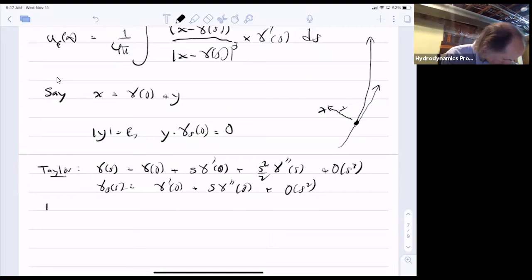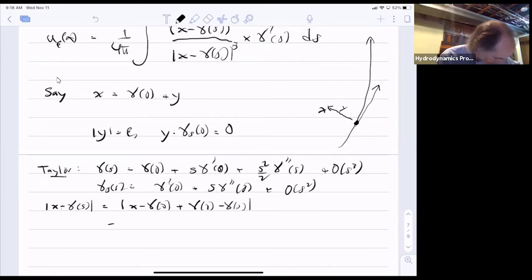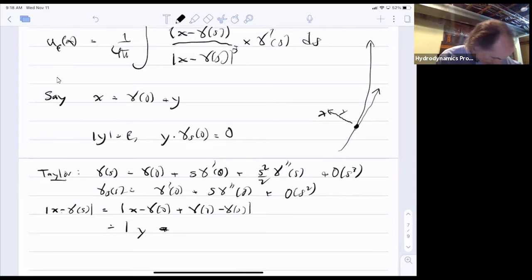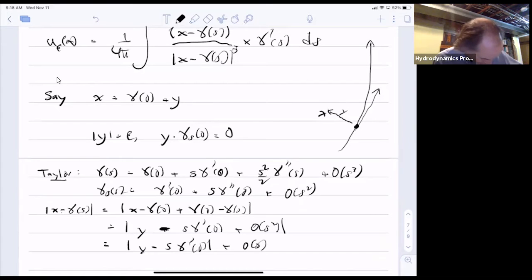So x minus gamma of s is x minus gamma of 0 plus gamma of 0 minus gamma of s. We call this vector y, and then we'll just do an expansion here: y minus s gamma prime of 0 plus O of s squared.